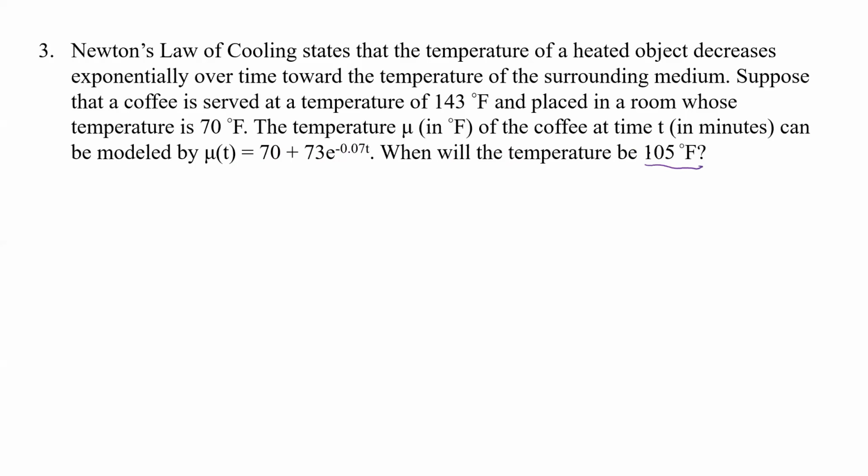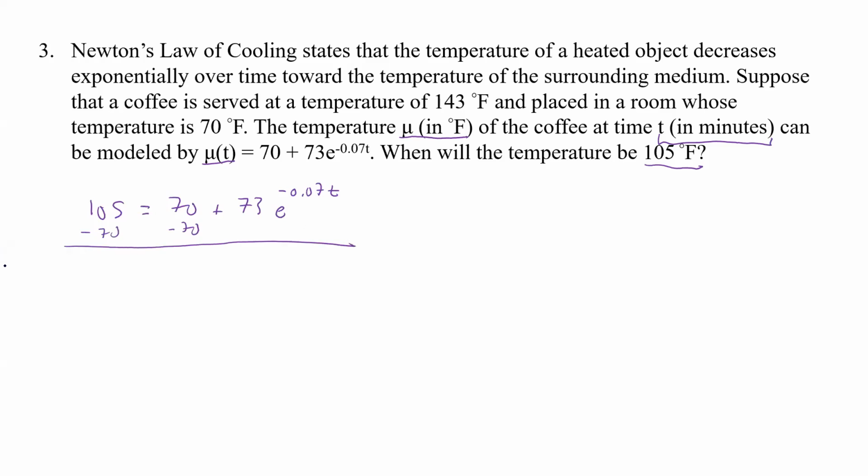Now remember, that's what is mu. So we're going to replace mu of t with 105. So 105 equals 70 plus 73 e to the negative 0.07 t. And we want to solve for time in minutes. All right, so what do we do? Well, we first subtract 70.